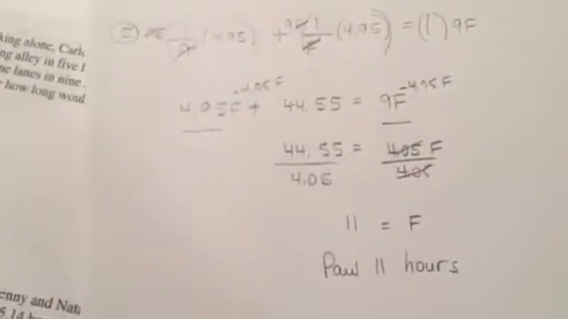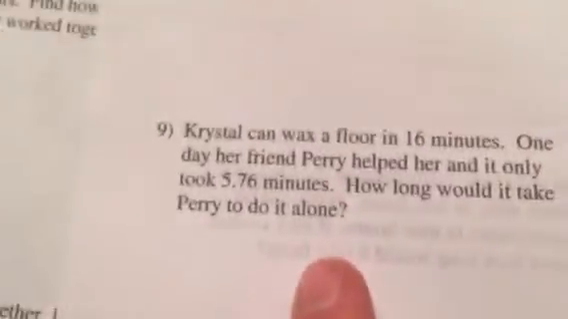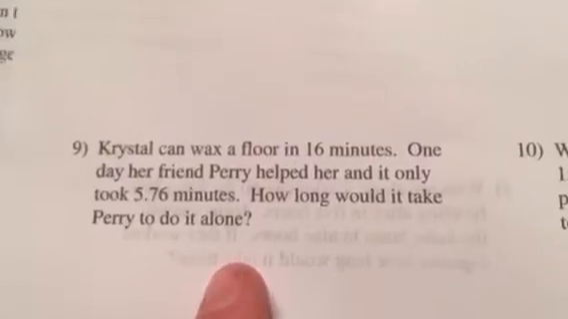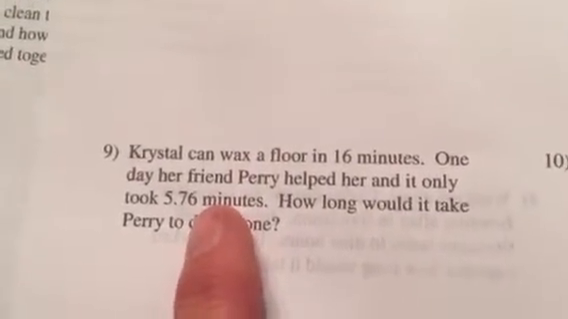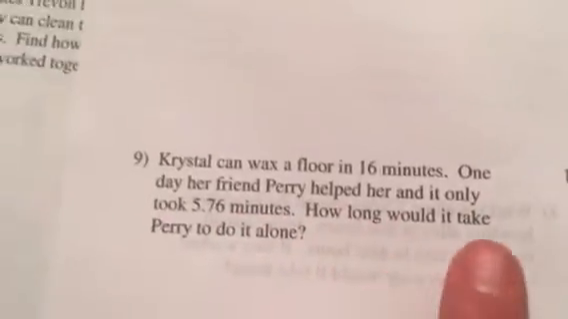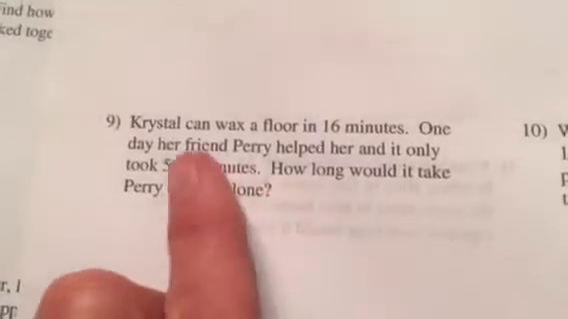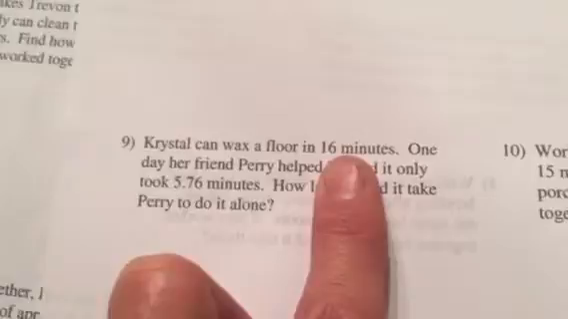Okay, we'll do one more like that. Let me see on the worksheet. How about number 9. Crystal can wax a floor in 16 minutes. One day her friend Perry helped her and it took only 5.76 minutes. Saved a lot of time there. How long would it take Perry to do it alone? Crystal can do it in 16 minutes, so in 1 minute she can do a 16th of the job.